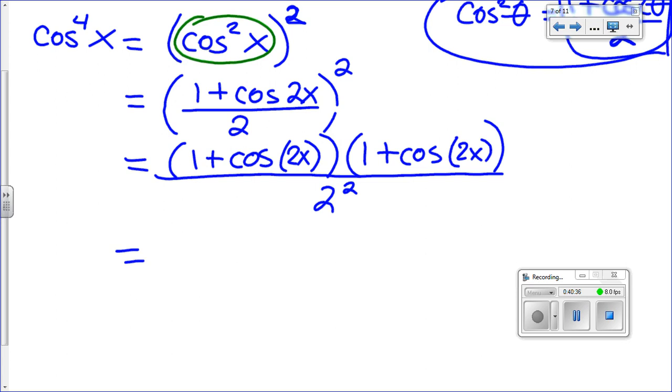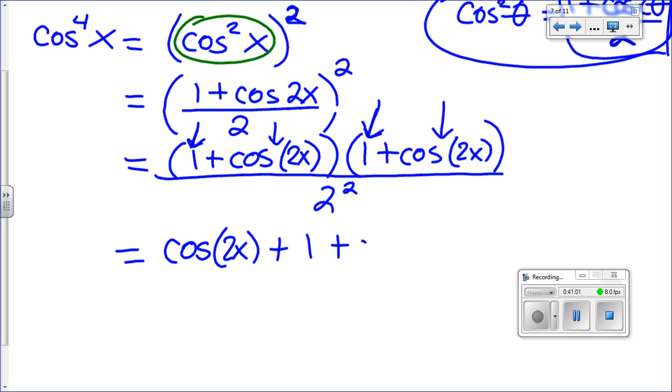Okay. So if we multiply that, it will be 1 times cosine of 2x, so that will be cosine of 2x. Then we multiply, like you're foiling. So 1 times 1, that will be just plus 1. And then we take this one, cosine of 2x times 1, so that will be plus cosine of 2x. Then we multiply cosine of 2x times cosine of 2x.